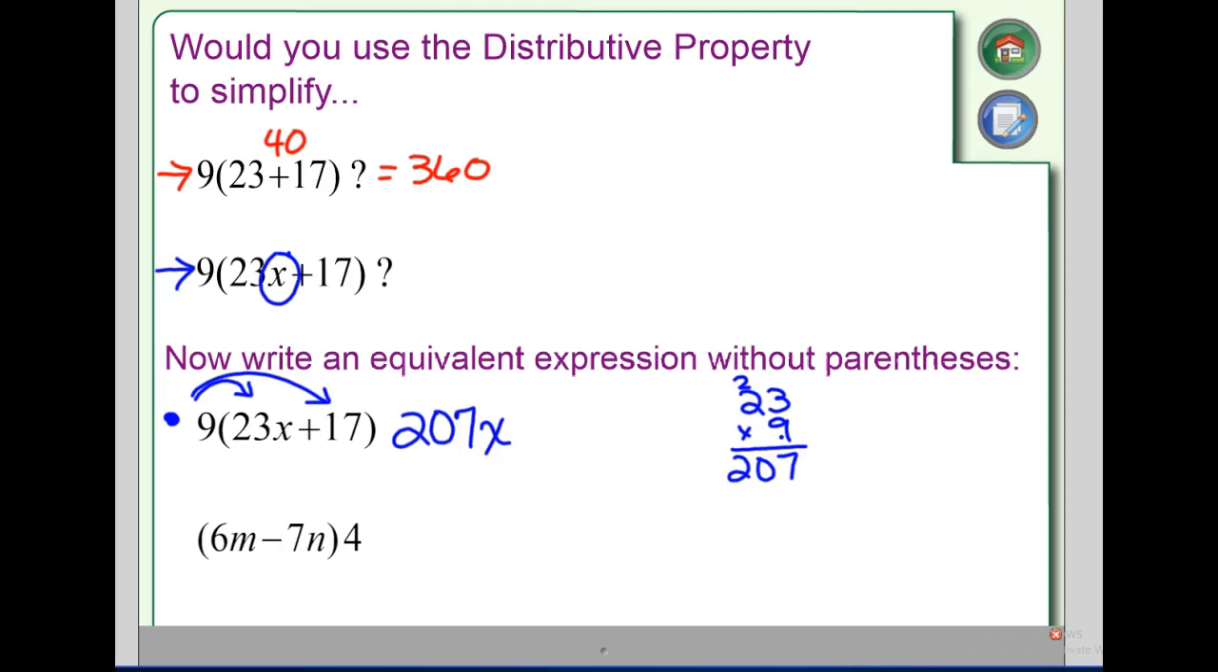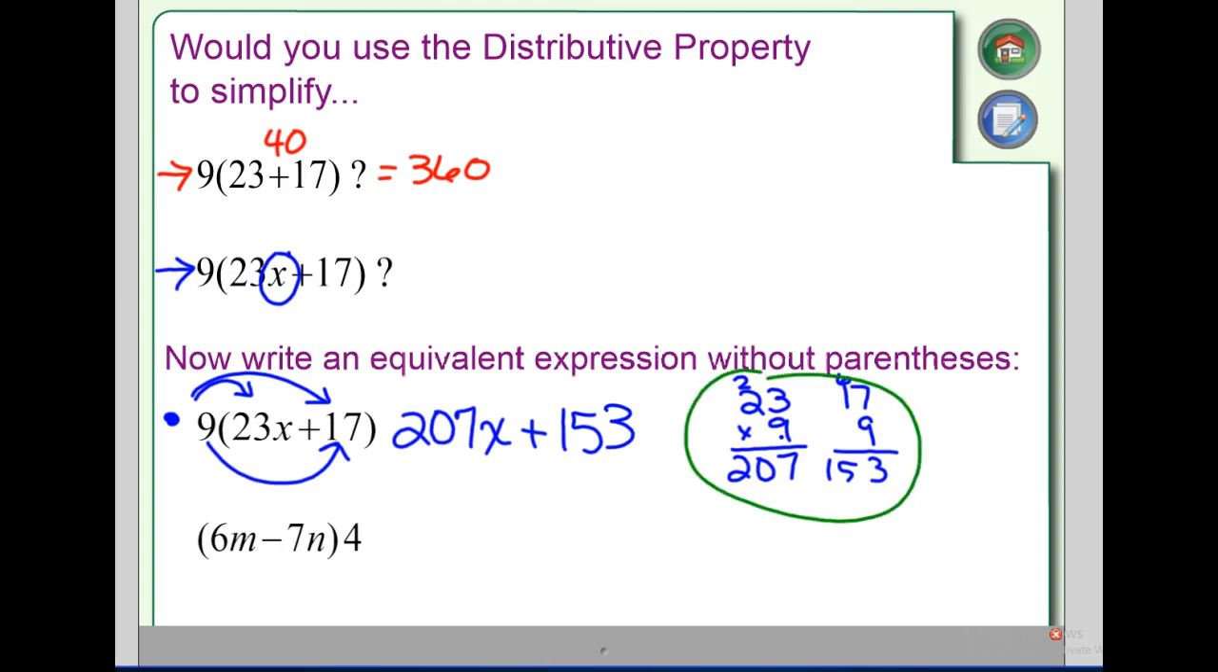X. Good job. Plus, now we need to do 9 times 17. Okay, here we go. 17 times 9. 9 times 7 is what? 63. And then 9 times 1 plus 6 is 15, so 153. No shame in doing your basic math over here to make sure you get the right numbers.